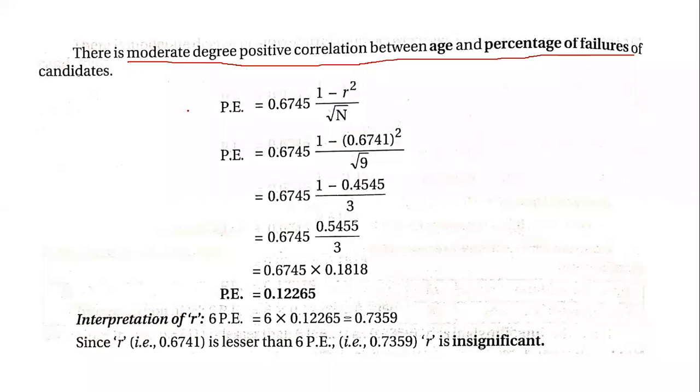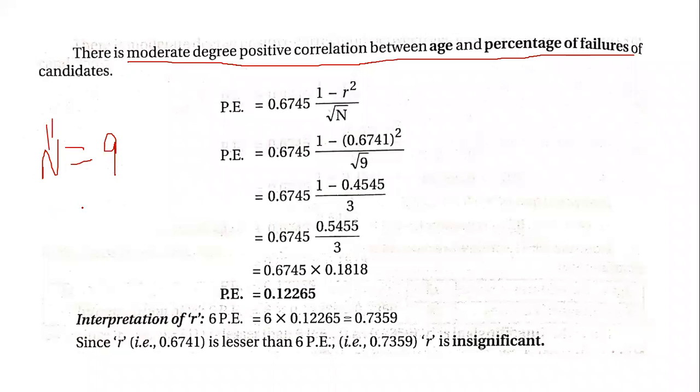Now, after this, we are supposed to calculate probable error. In probable error, the formula has 0.6745, which is the constant value. After the constant value comes the actual formula, that is 1 minus r square by square root of n. Now, in this problem, the value of n is 9.